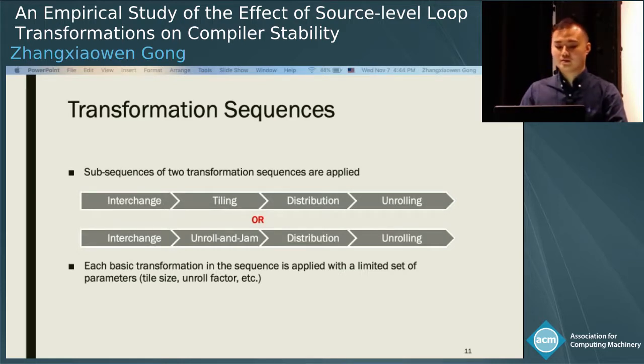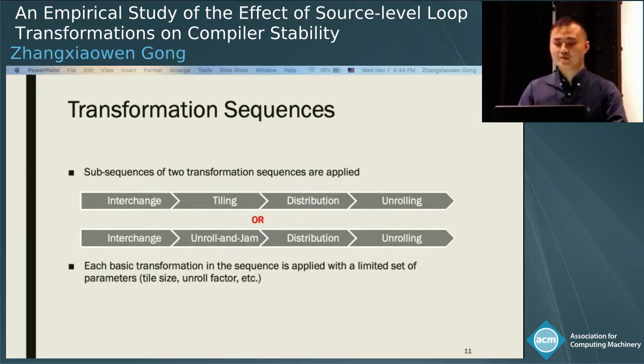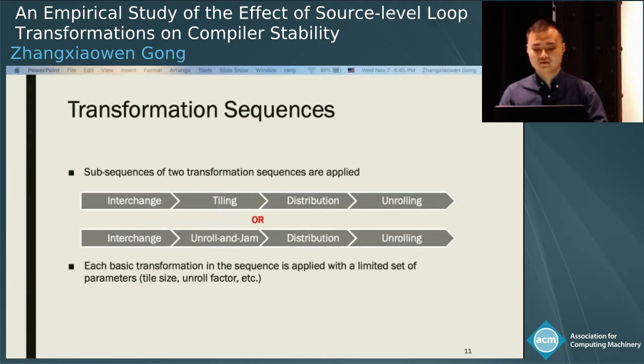Any transformation sequence that we apply is a subsequence of two predefined transformation sequences. They are interchange followed by tiling, followed by distribution, and followed by unrolling. And also interchange followed by unroll and jam, followed by distribution, and then followed by unrolling. For each basic transformation, we also apply it with a limited set of different parameters such as tile size and unroll factors.